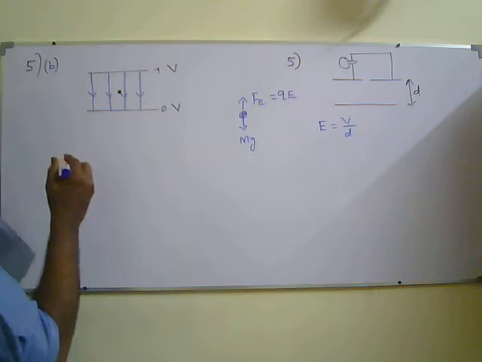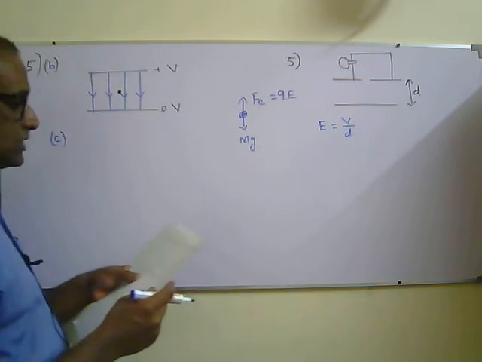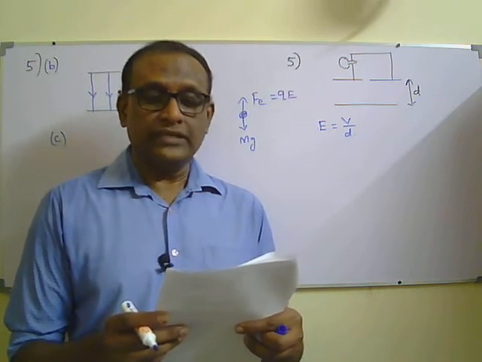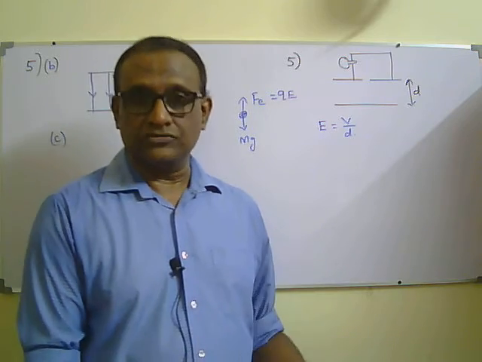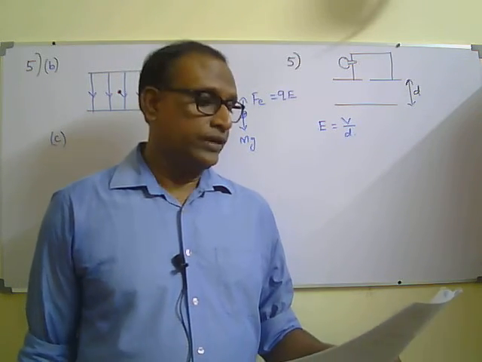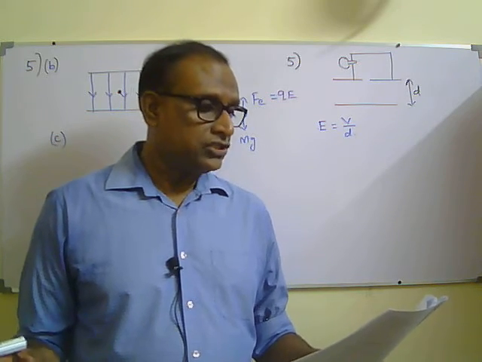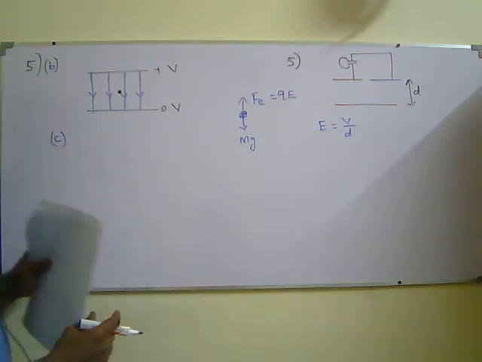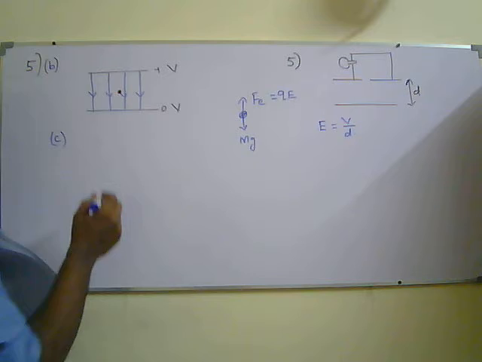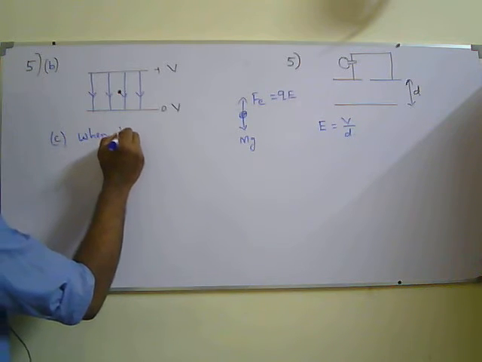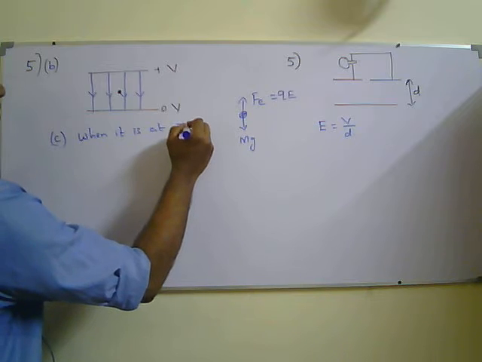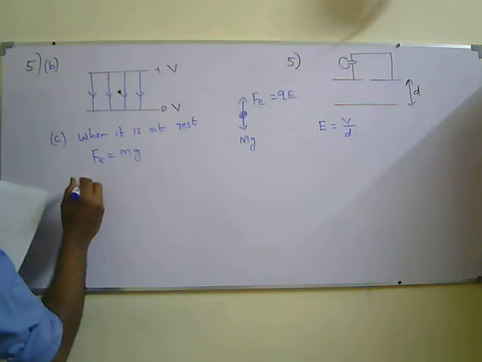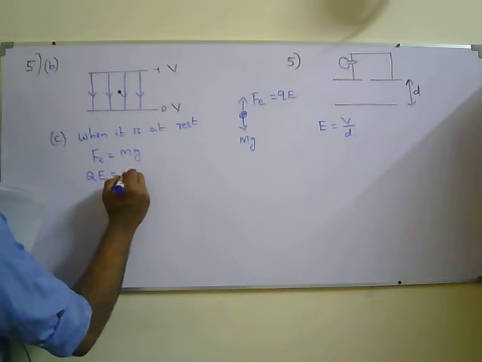Okay, so part C, it says the oil drop has a mass m and charge capital Q and stops falling when the potential difference across the plates is 5000 volt. Show that Q over m, Q is the charge of the oil drop, m is the mass of the oil drop, for this oil drop is about 50 microcoulomb per kilogram. So I can explain like this: when it is at rest, Fe, the electrostatic force, is equal to mg. Fe equals QE equals mg.